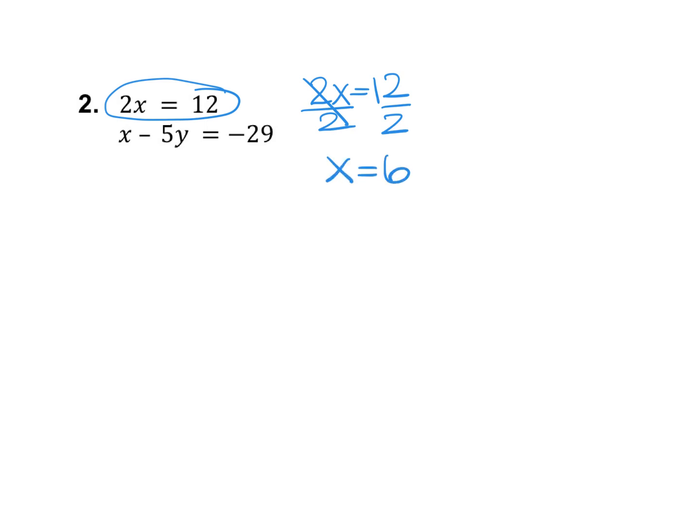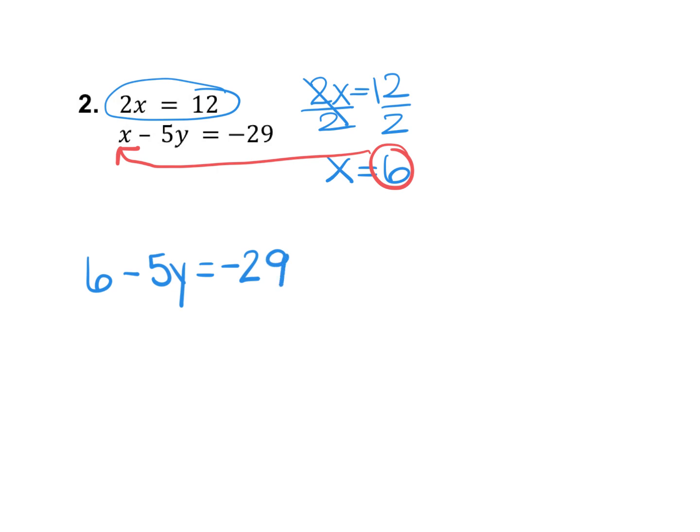Now, we know the x. This is a little bit easier than the previous one. So x is 6. So what we're going to do then is we're going to take our equation that we haven't worked with. So we're going to take the other equation and we're going to take the 6, and where we see that x, that's where we're going to plug it in. So we're going to take 6, because that's x, minus 5y is equal to negative 29.